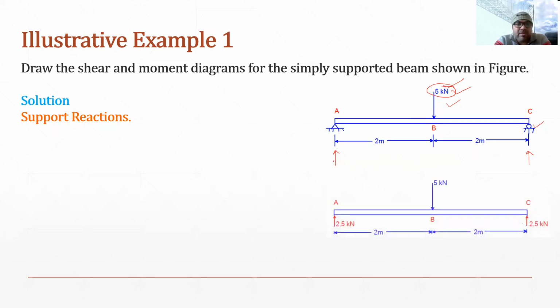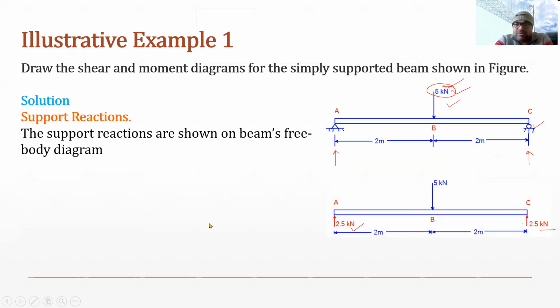So now we will be making the free body diagram. In the free body diagram, here I have shown the vertical reactions. There is no horizontal load, so the horizontal reaction is not shown here, because its magnitude will be 0. So the support reactions are now shown.